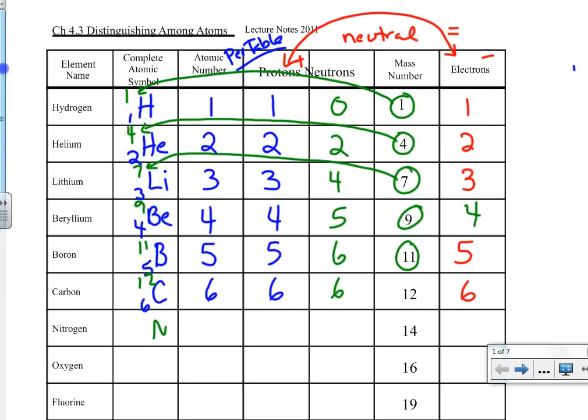Nitrogen, symbol N. I used the wrong color and I don't like that. Going back to blue.